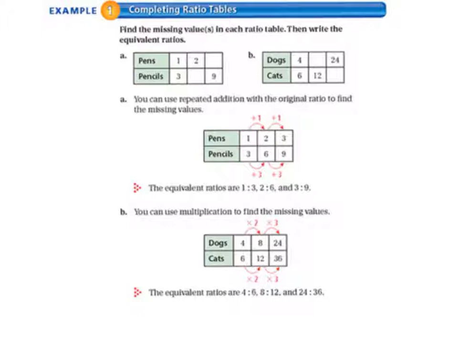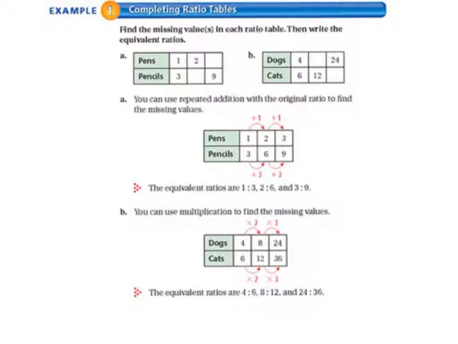Example 1, completing ratio tables. Find the missing values in each ratio table, then write the equivalent ratios. In letter A, we have pens and pencils. We have 1 pen for every 3 pencils. So our relationship here is 1 to 3.